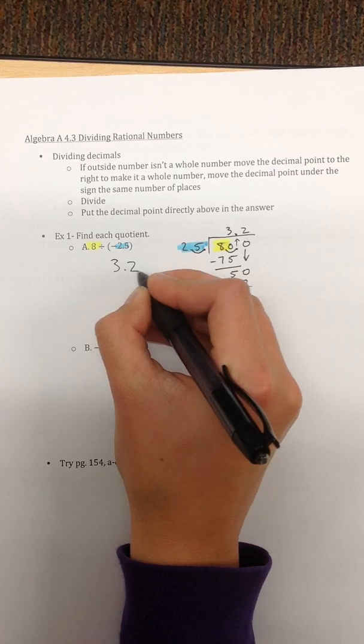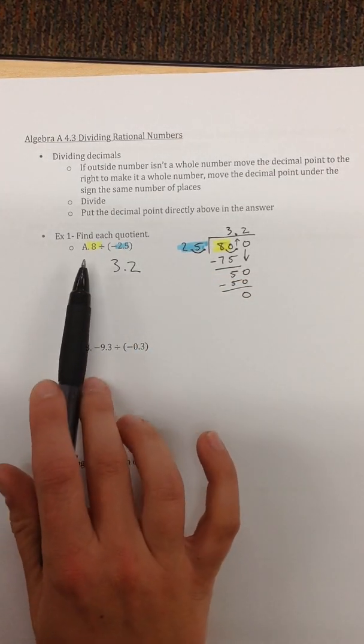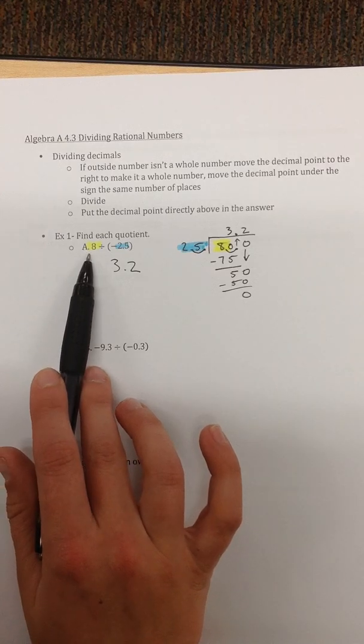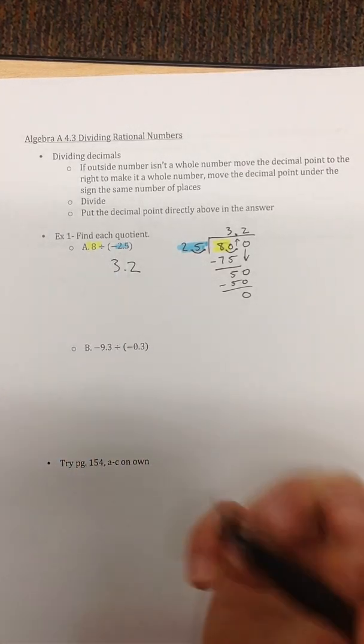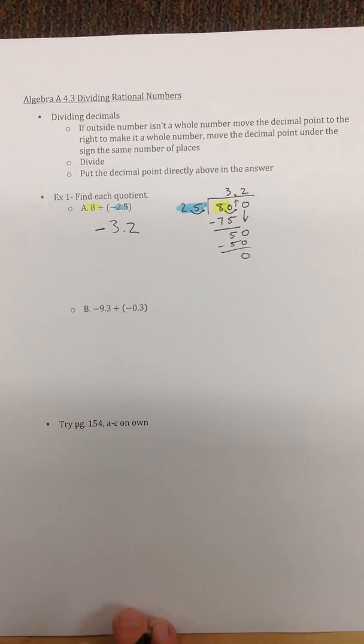So 3.2, and then again I've got to look at my positives and negatives. I've got different signs here because it was a positive divided by a negative. Different signs is always going to be negative. So negative 3.2 would be our answer for that one.